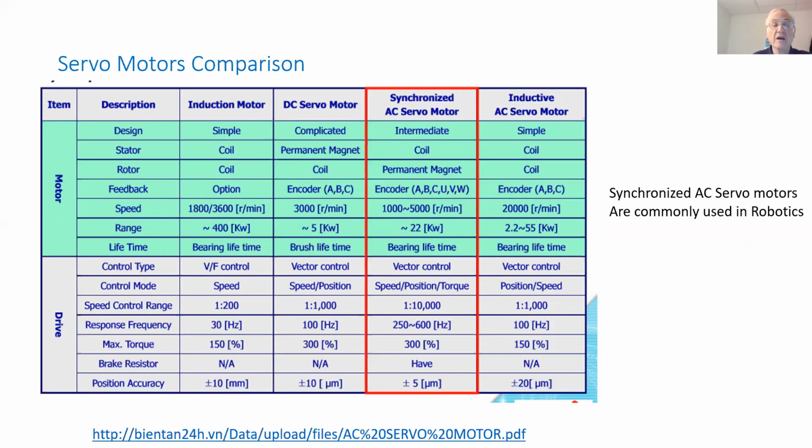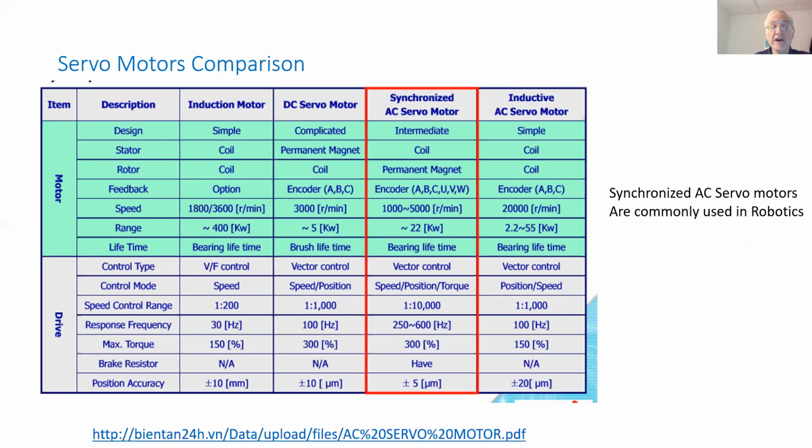The speed control ratio is 1 to 10,000, the highest of all. Also, they can control the response frequency. The bandwidth is up to 600 hertz. Most mechanical systems are much lower than that, while all the other motors with the drivers are at much lower frequencies. The maximum torque could be 300 times the continuous torque for a very short time.